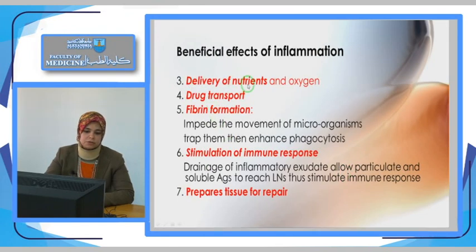The third is delivery of nutrients and oxygen, because vasodilatation happens, as we agreed in the pathogenesis of acute inflammation. It will deliver more oxygen and nutrients to the site of injury, and it allows drug transport. The drugs the patient takes reach the site of inflammation more, because there is vasodilatation and the area is congested and full of blood. Fibrin formation impedes the movement of microorganisms and traps them, then enhances phagocytosis. The sixth is stimulation of immune response via drainage of inflammatory exudate.